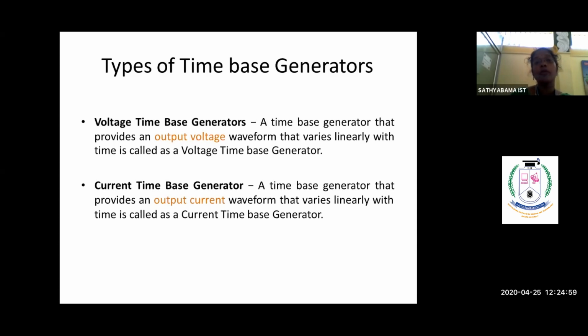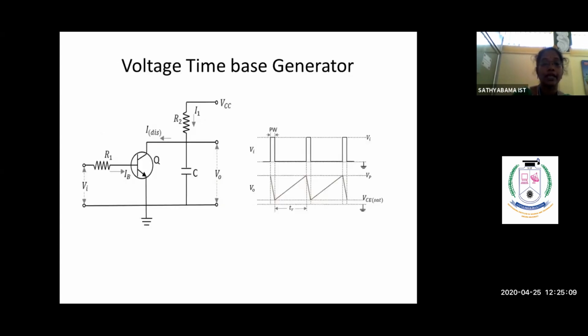So here the output is a voltage. Then a current time-base generator is a generator that provides an output current waveform that varies linearly with time. This is a simple circuit diagram of the voltage time-base generator. It is similar to the general time-base generator which we explained earlier.